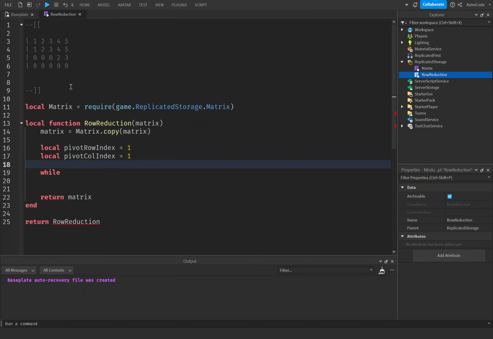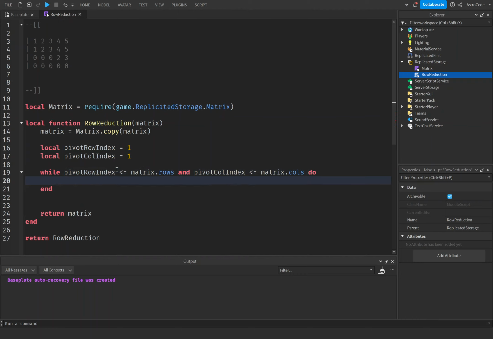So we're going to keep doing this until one of these indices, the row index or the column index, falls out of bounds. So while the pivot row index is less than the matrix rows, and the column index is less than or equal to the columns, then we're going to do our row reduction.